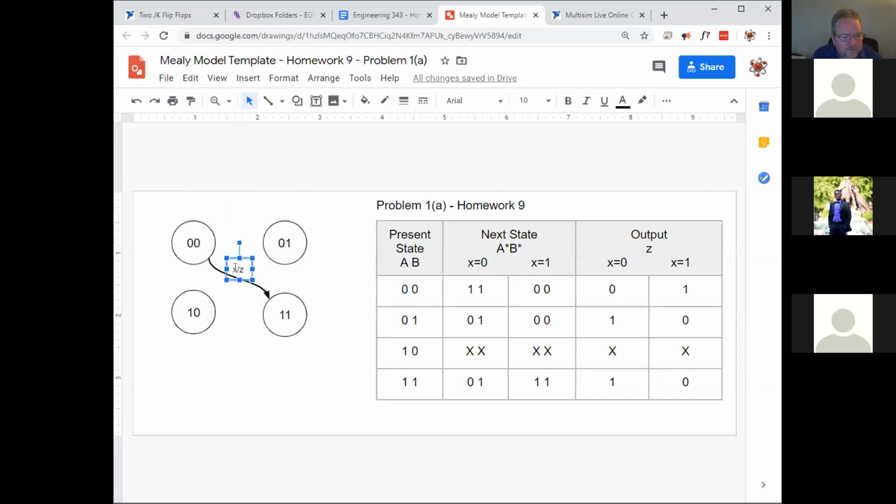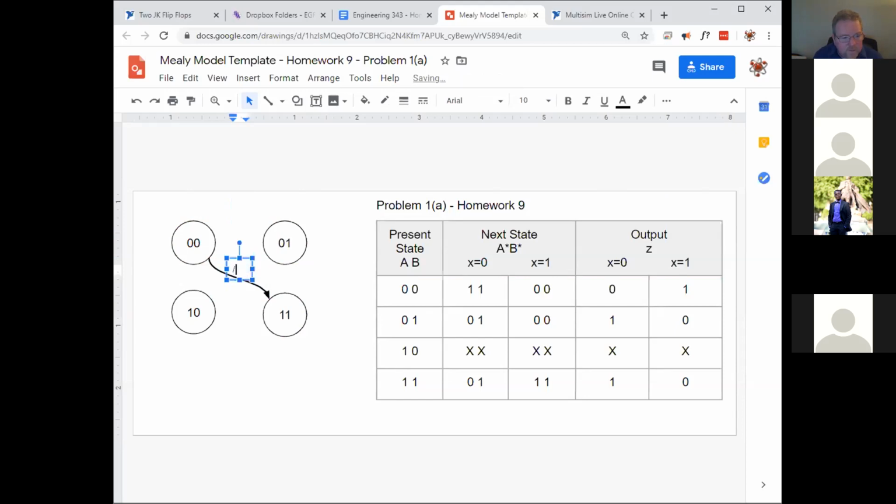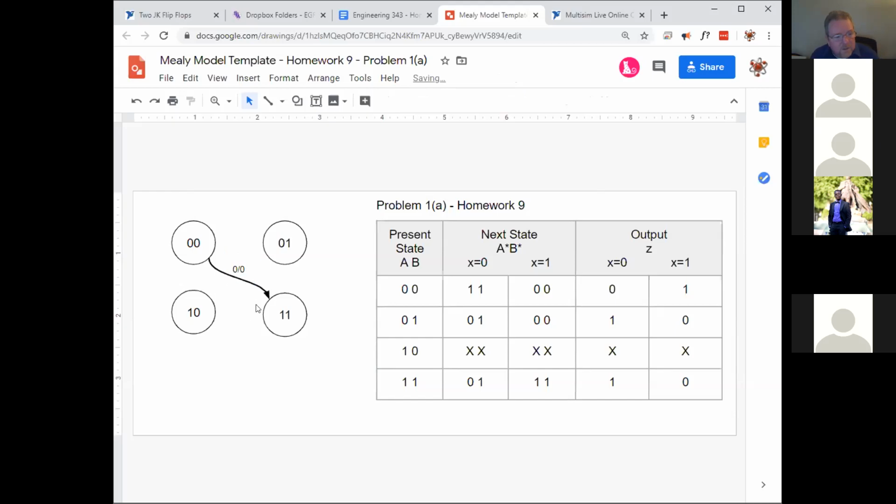So instead of XZ, anybody want to type in the chat what I do or just say out loud? 0, 0. 0, 0. And that's because x was equal to 0, and as you can see over here, z is also equal to 0 as well. Let's do one more. What state do we go to if x is equal to 1? Back to 0, 0. Back to itself.